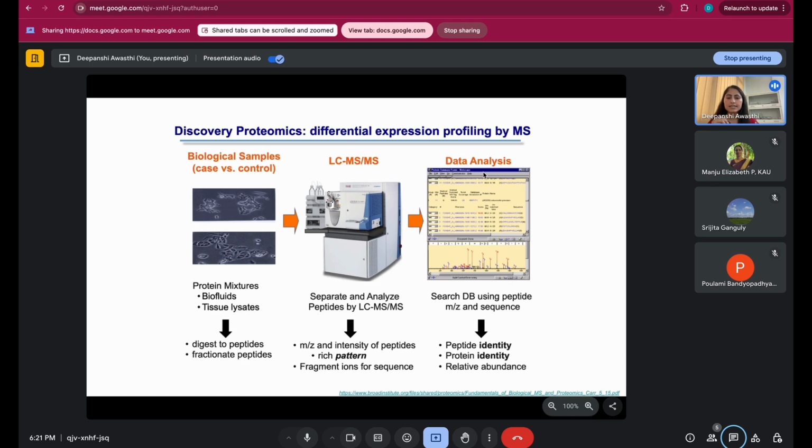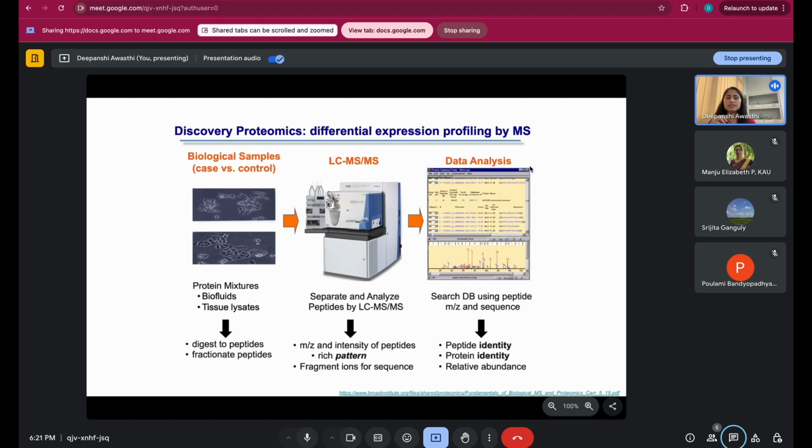And ultimately we perform data analysis, in which after mass spectrometry we have obtained peaks on the basis of the mass to charge ratios. In data analysis we have to label those peaks and identify what the peptide sequence could be, and what amino acids are present in the peptides.